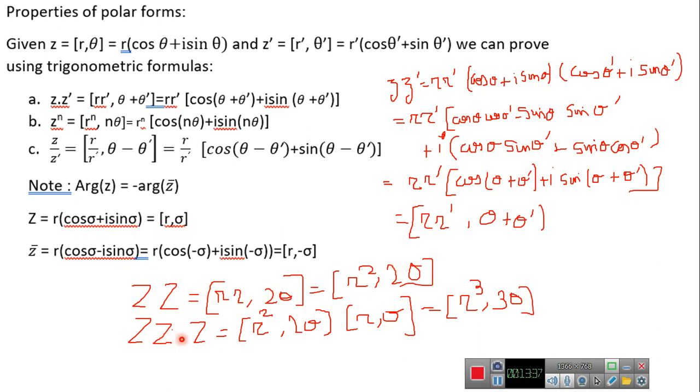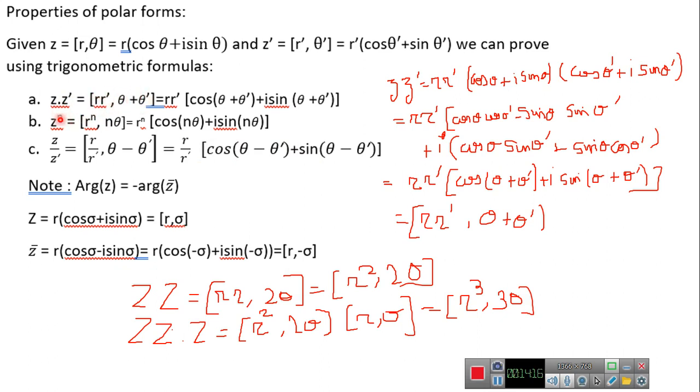And if you want to do it for the power, for example, suppose I want z times z, so you multiply r by r, you have r squared, and you add the two angles, theta plus theta, 2 theta. If you have z times z times z, you have r squared, 2 theta, times r, theta, so you multiply r squared by r, r cubed, and you add the angles, 2 theta plus theta, 3 theta. We can prove that if you have z to the power n, for r you do power n, but you multiply the angle by n, so it will be r to the n and n theta.